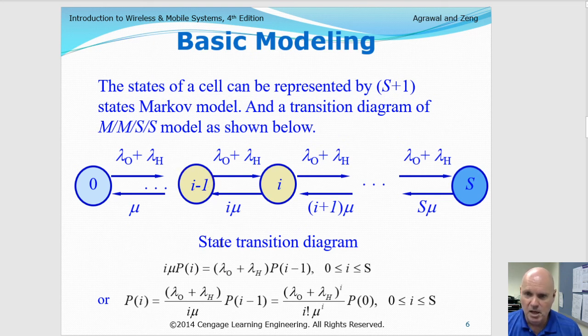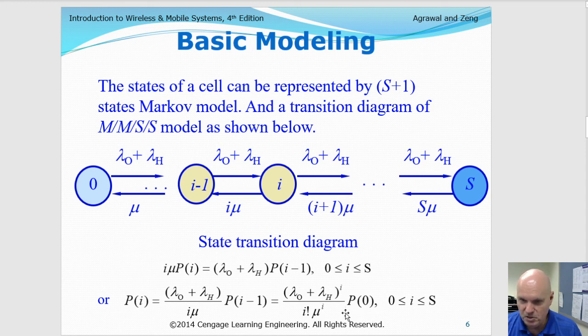In steady state, we assume that the transition rates incoming and outgoing are equal, and so that leads to this equation: I mu P of I is equal to lambda 0 plus lambda H times P of I minus 1. So we can solve this equation for P of I quite simply, just divide by I mu, and we have an expression for P of I in terms of P of I minus 1. So by induction, we can extend this down to an expression where we have P of I in terms of P of 0. So this is the given expression.